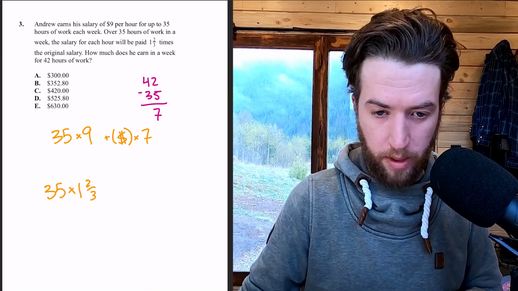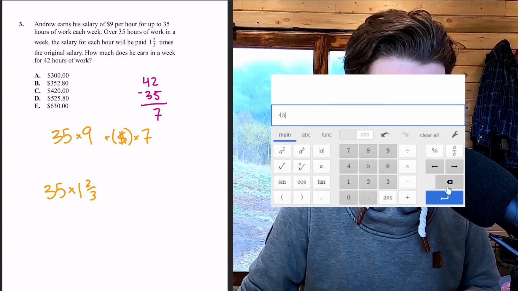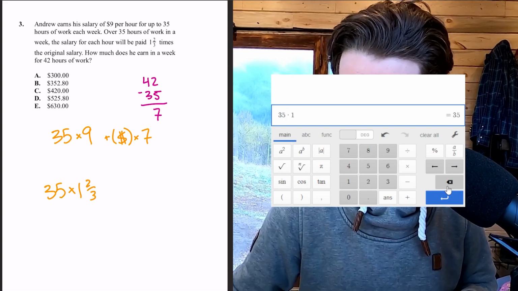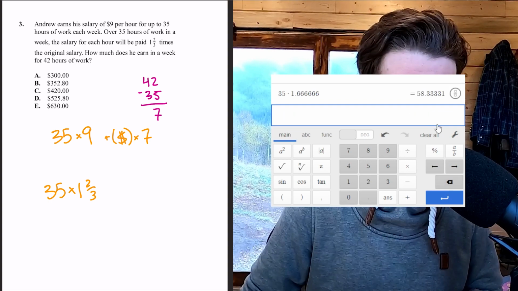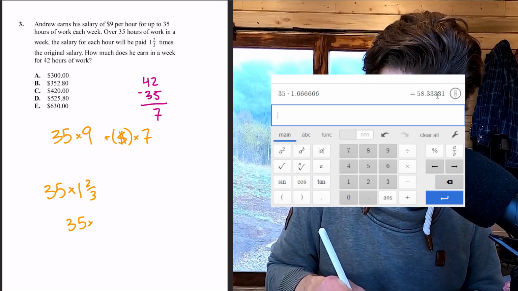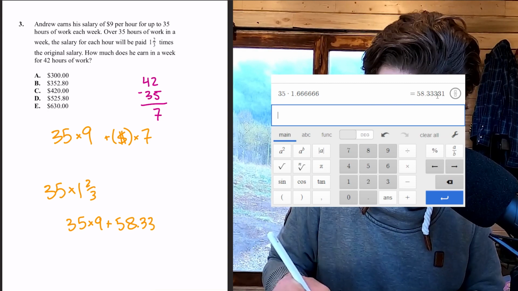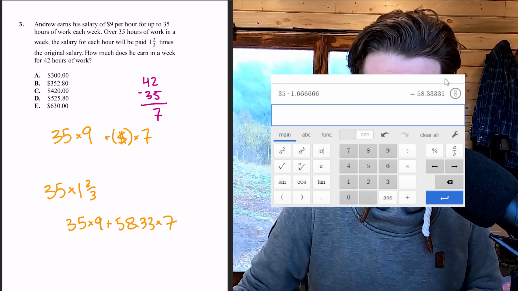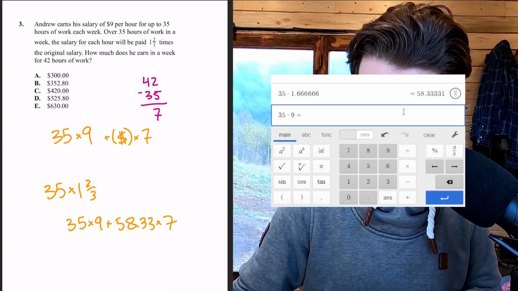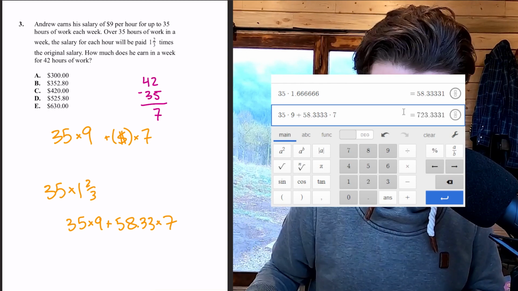Yeah, let's just grab the calculator for that one too. So 35 times 1 2/3. So 58.3. All right, so we have 35 times 9 plus $58, which is his new hourly rate in the overtime region. So let's just go ahead and type that all in. 35 times 9 plus 58 times 7. And I'm sure rounding is going to be okay here.